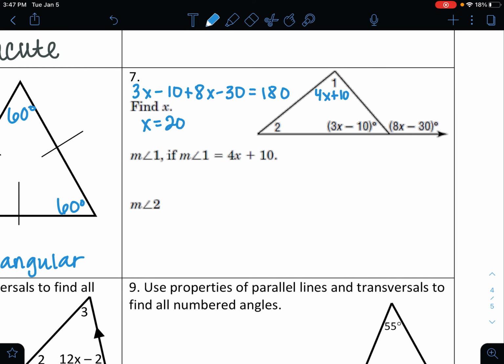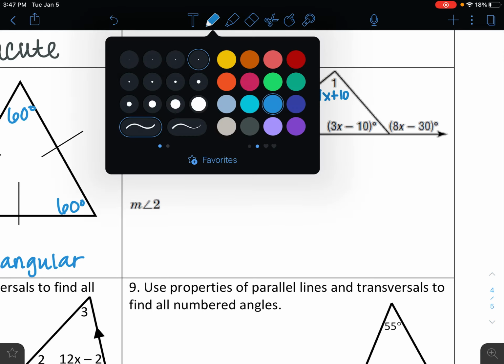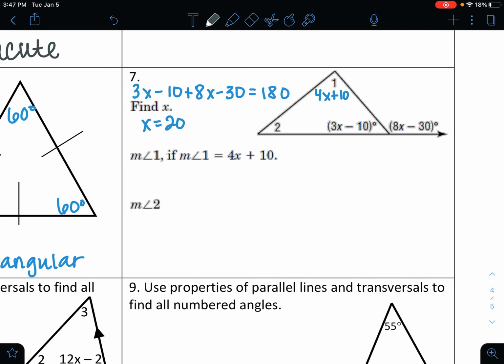So since I know that, let me figure out these angle measurements. All right, so 8x, so 8 times 20 minus 30. I'm trying to figure out how much the exterior angle is going to be. That's going to be 130 degrees. So the inside angle should be 50 degrees, but let me double check to make sure I got the right thing. So I plug in a 20 into 3x minus 10, that's 50. Okay, good. So I got 50, which makes sense because they have to add up to 180. So we did good.